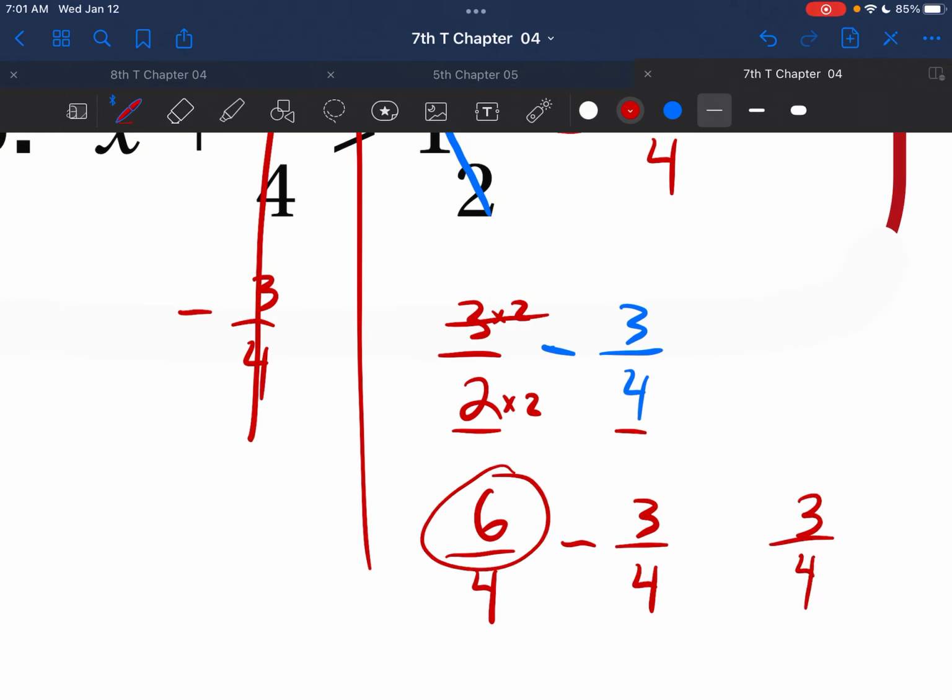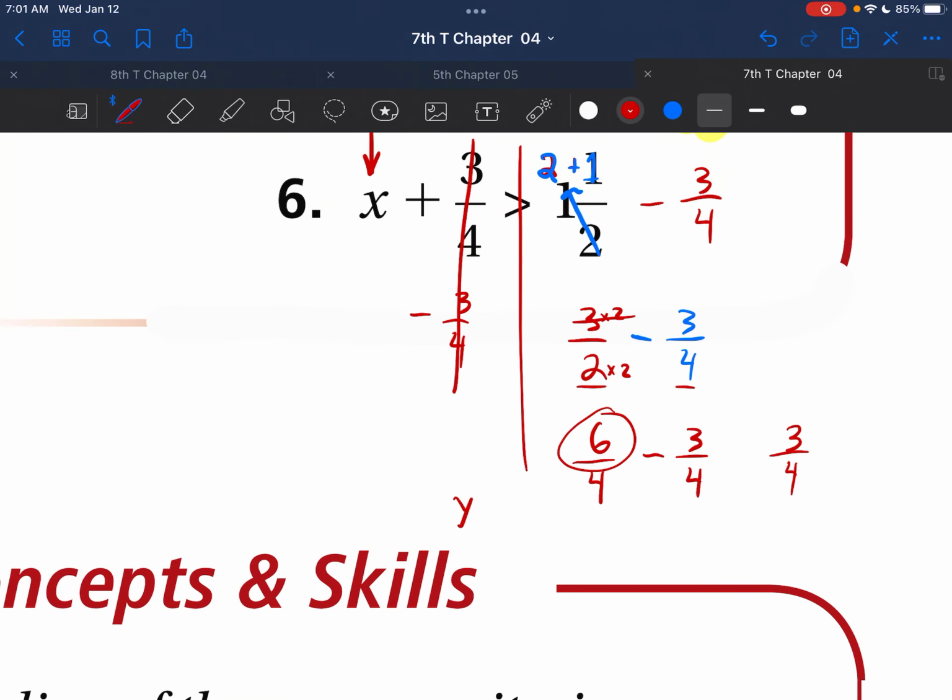We have more positives than negatives. So that's 3 over 4. Okay? Bring down your x, is greater than 3 over 4. And that is your answer. Don't forget you do need to graph this.